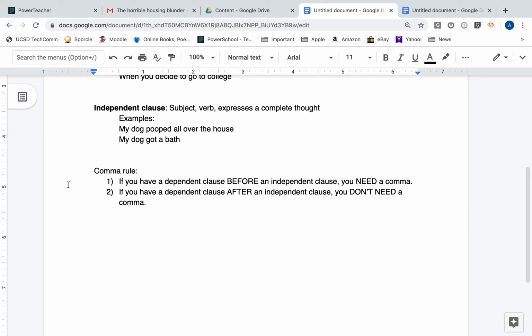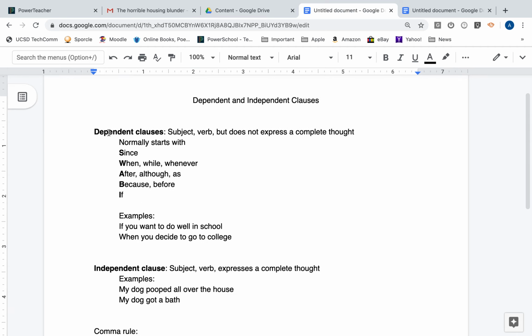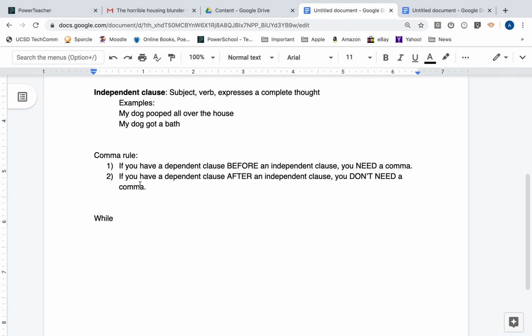Okay, so let's start with, since swabby, we have while. So I'm going to start down here. While my dog was alone in the house. Okay, so this is a dependent clause. And we're going to start with that. So while my dog was alone in the house, we have to say what it did, or else it's not a complete thought. So I'm going to put a comma here. He pooped all over the carpet.